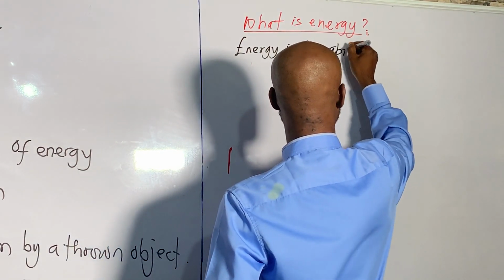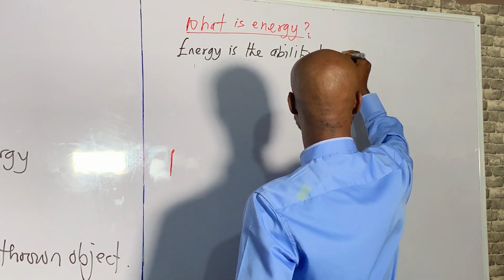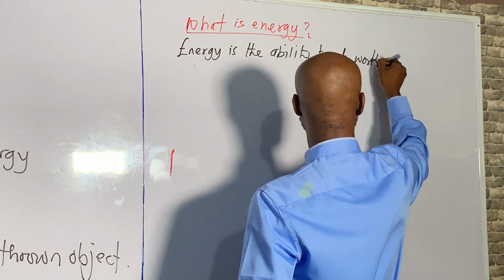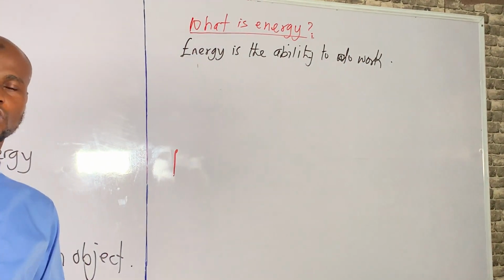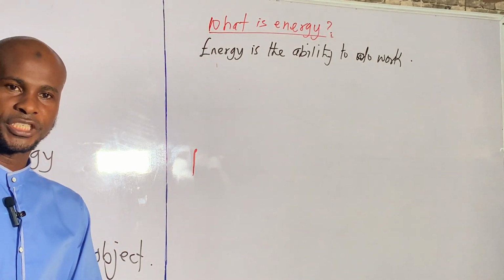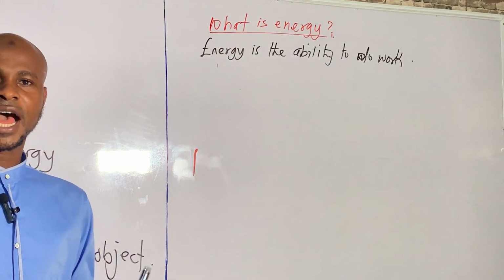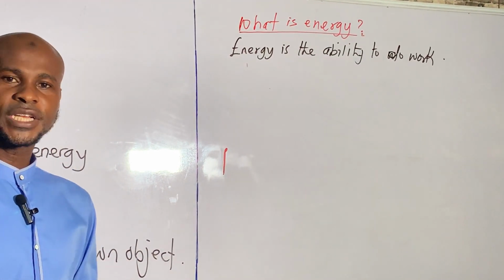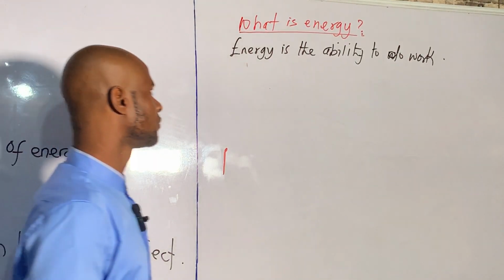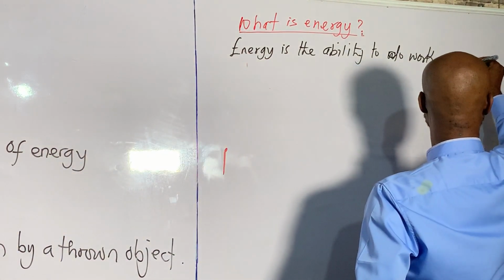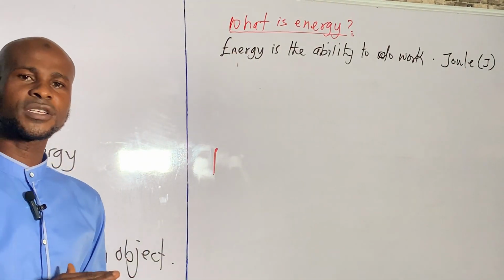Energy is the ability to do work. So if I have the strength to do work, it means I possess energy. So invariably, we can say energy and work done have a relationship. The unit of energy is the same thing as the unit of work done, which is joule. Don't forget, capital letter J.